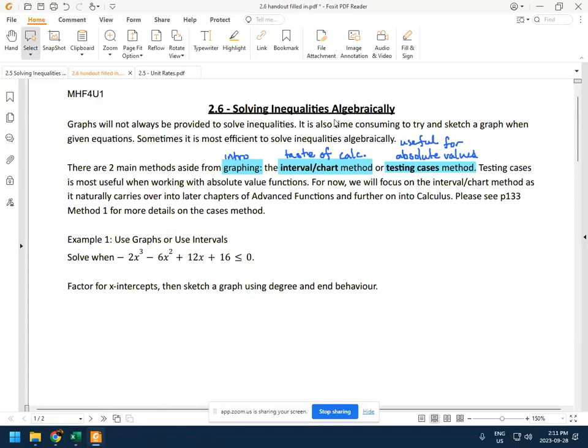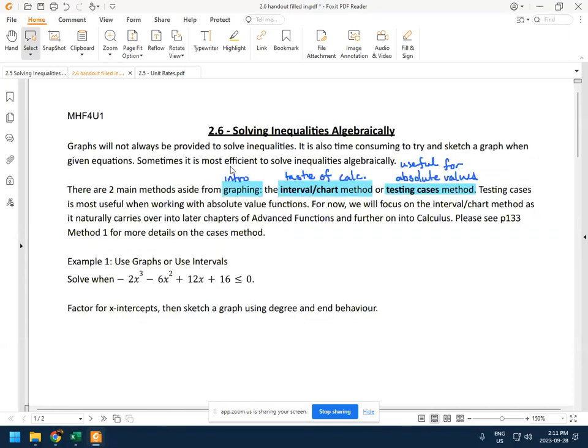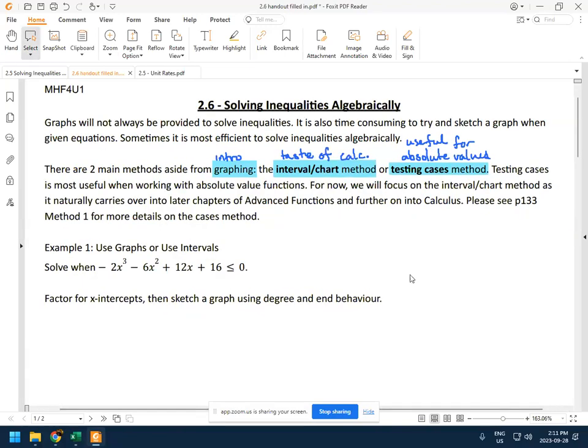Chapter 2.6, Solving Inequalities Algebraically. We are looking at this as a continuation of our lesson from yesterday. I hope you'll keep up tabs. Yesterday, we looked at inequalities, what that might mean.